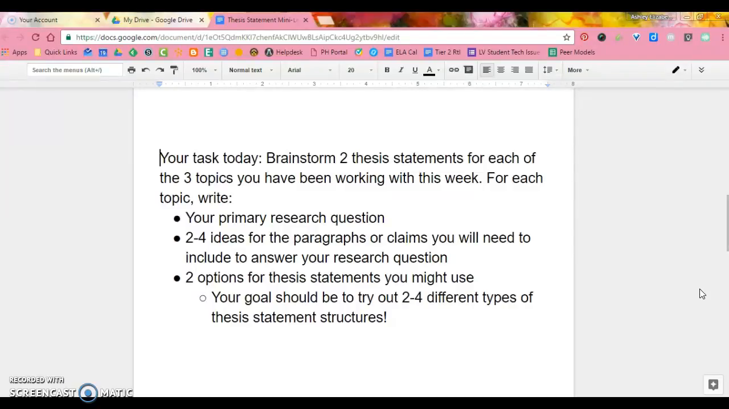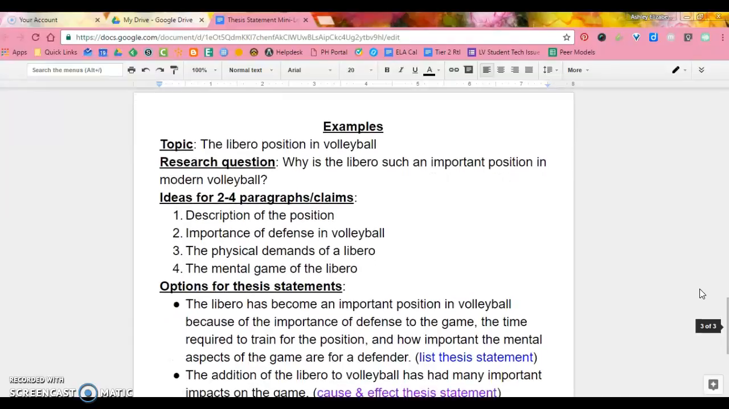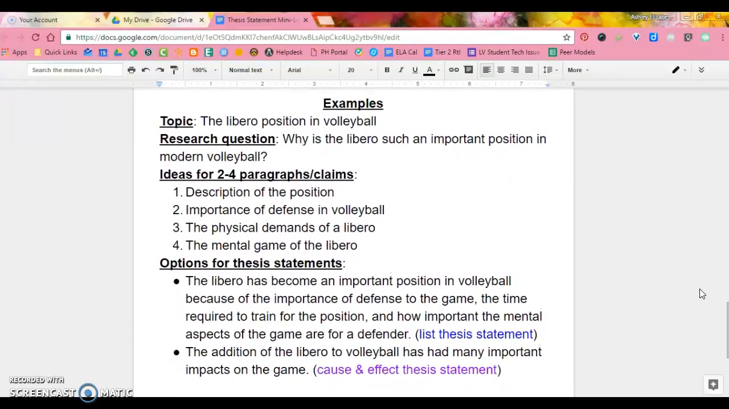You can take a look at that to figure out which thesis statements you want to try out today. Your goal is going to be to try out 2 to 4 different types of thesis statement structures for each topic, okay? So let me give you an example. This is what I should see with your work. You can write this underneath where you flash drafted yesterday. You can create a new sheet or document for this. Whatever you choose to do is going to be okay.